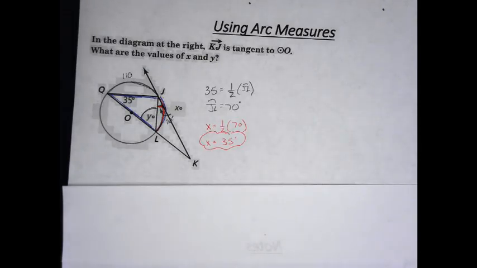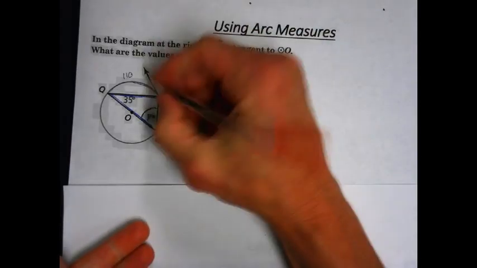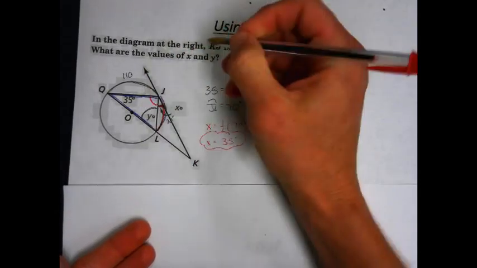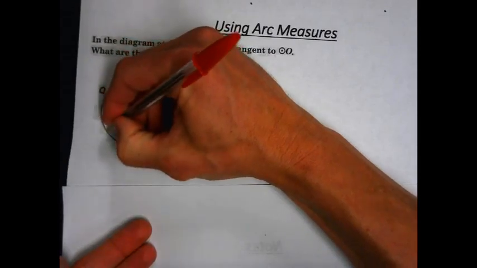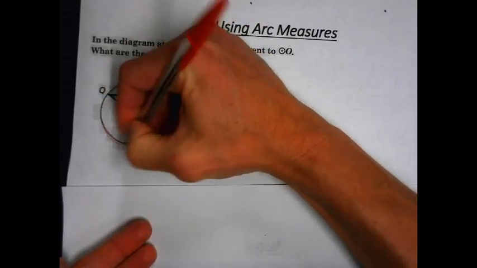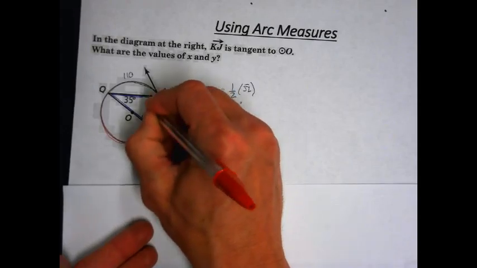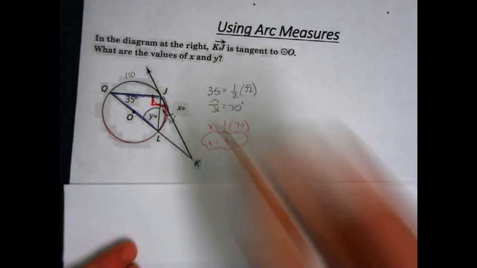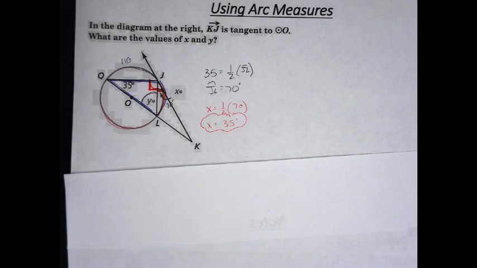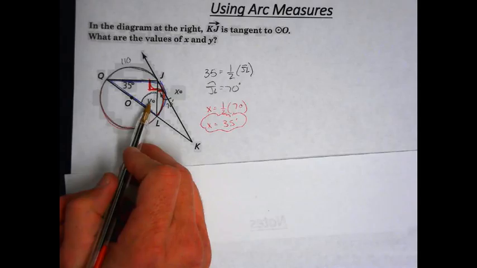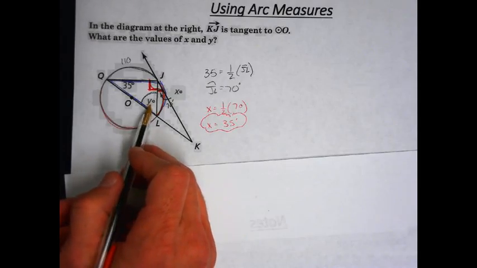But there's another way of looking at it. We already know y is 55, but how can we look at this a different way? Notice what's happening at angle J in the triangle. This angle here is intercepting an arc that is a semicircle, and if it's intercepting a semicircle, we know it's a right angle. So in the triangle, angle J is a 90-degree angle. If we already know this angle measure is 35 and this measure is 90, that's how we can find y. Once again, 55.